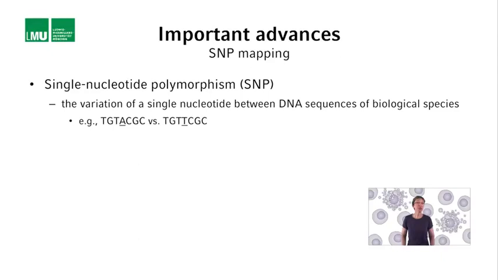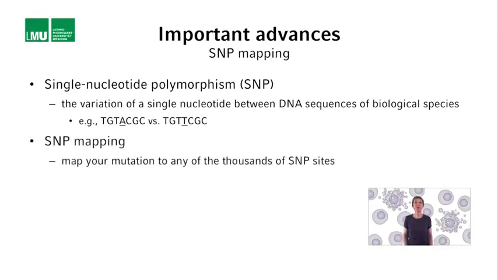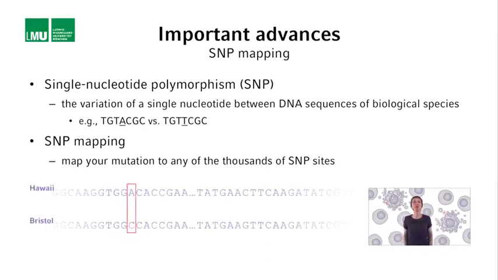What's the advantage? The advantage is that you can map your mutation not only to other known mutations that cause an obvious phenotype, such as mutations in DPY-5 and UNC-29, but to any of the thousands of single nucleotide base pairs that are different between the Bristol genome and the Hawaii genome, the polymorphisms between these two strains. This was also a significant advance.